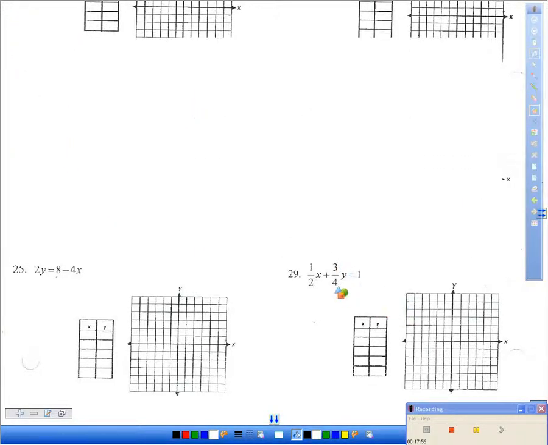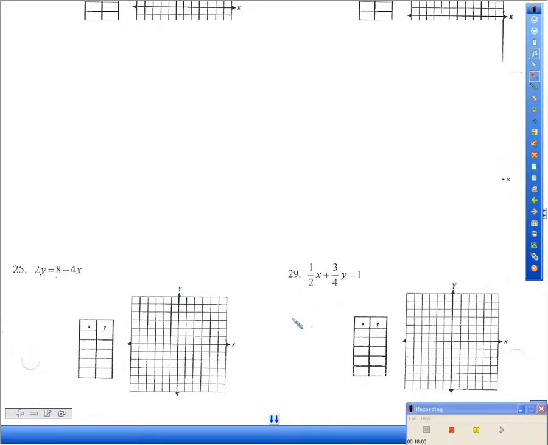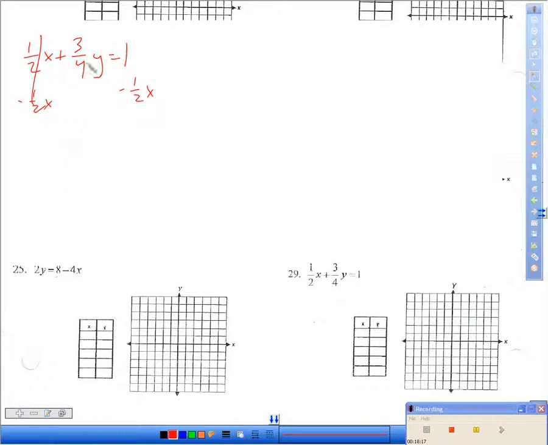All right, so looking at 29, our first step is to solve the equation for y. We're starting off with 1/2 x plus 3/4 y equals 1. We want to get y by itself. So my first step is to subtract 1/2 x from the left and subtract 1/2 x from the right. The 1/2 x's cancel and we end up with 3/4 y on the left. On the right hand side we have 1 minus 1/2 x, or negative 1/2 x plus 1, is how I'm going to express that. At this point, let's divide both sides by 3/4 to get rid of the 3/4.